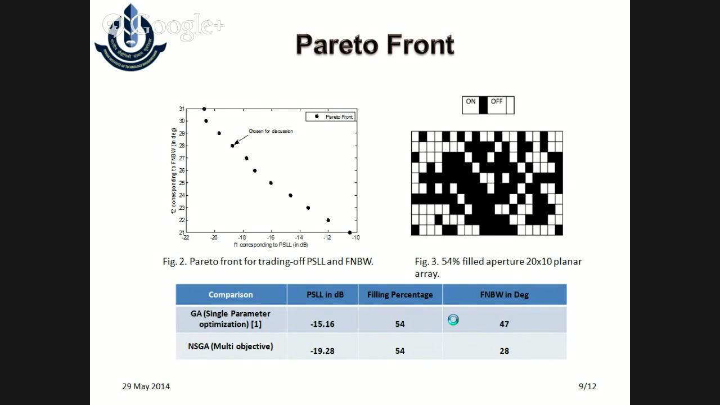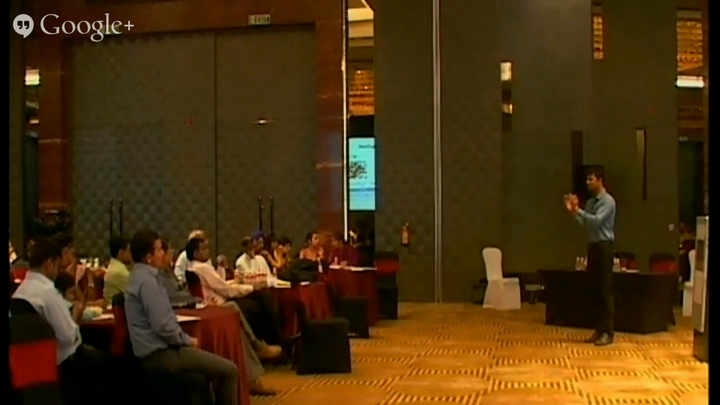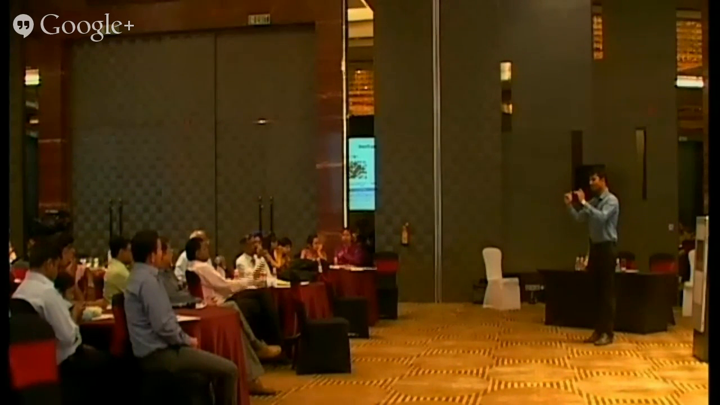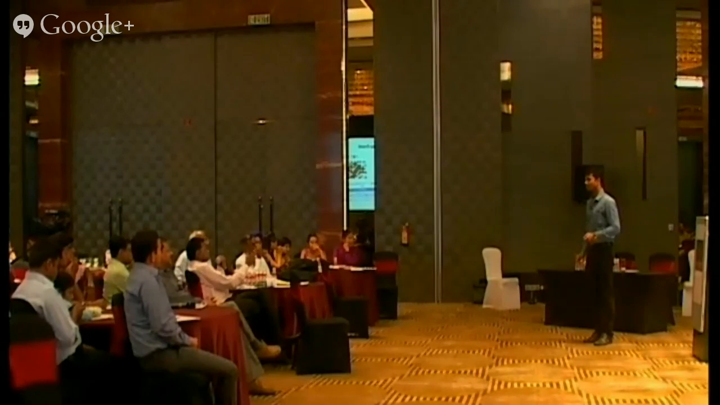Sir, GA means single parameter. Here we are using two objectives. Single parameter means you got. If you are comparing the two, you will compare them.